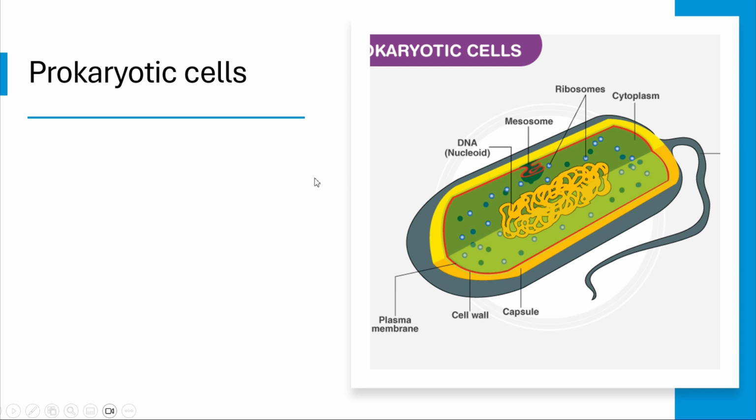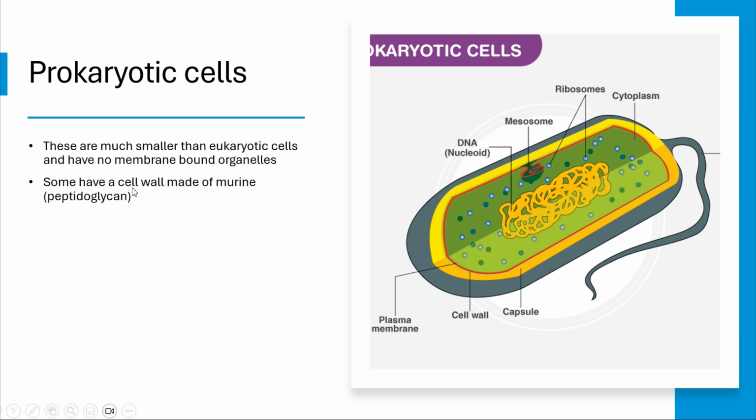Prokaryotic cells. So this is things like bacteria. These are much smaller than eukaryotic cells and have no membrane-bound organelles. So the two main things you need to know about prokaryotic cells is you need to remember no membrane-bound organelles. That's a very, very strong definition. And the second thing is obviously no nucleus as well.